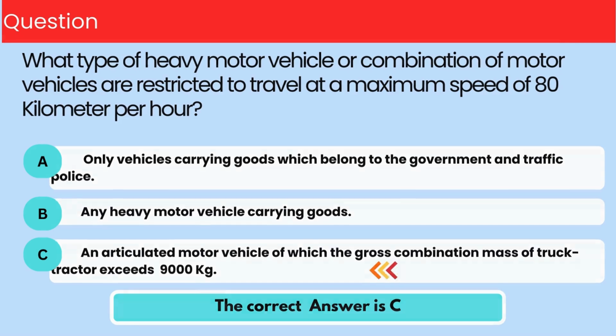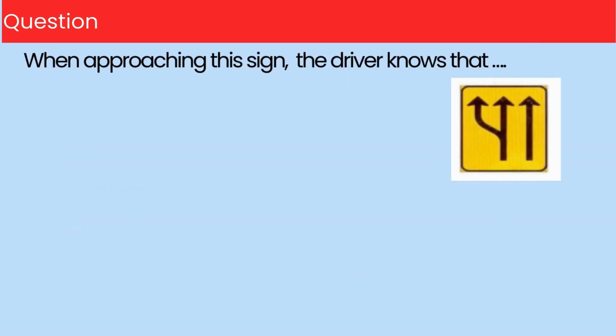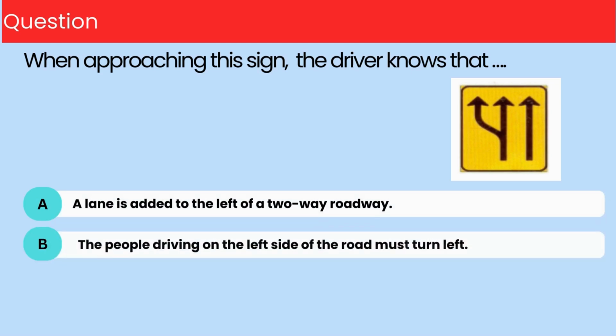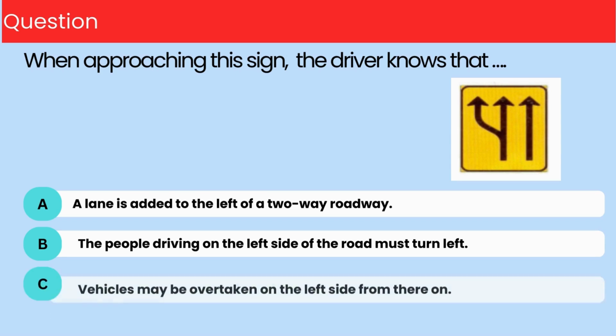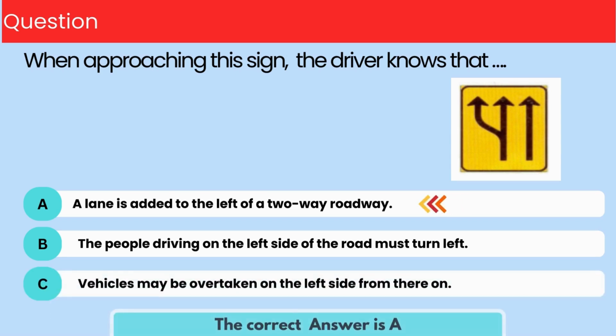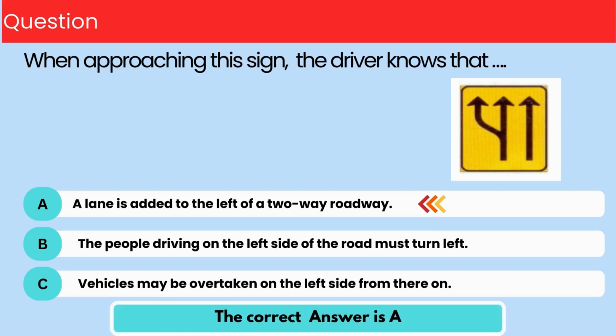Question. When approaching this sign, the driver knows that A. A lane is added to the left of a two-way roadway. B. The people driving on the left side of the road must turn left. C. Vehicles may be overtaken on the left side from there on. The correct answer is A. This sign indicates that an additional lane is being added to the left side of a two-way roadway. Drivers should be aware of the change in the road layout and adjust their driving accordingly.